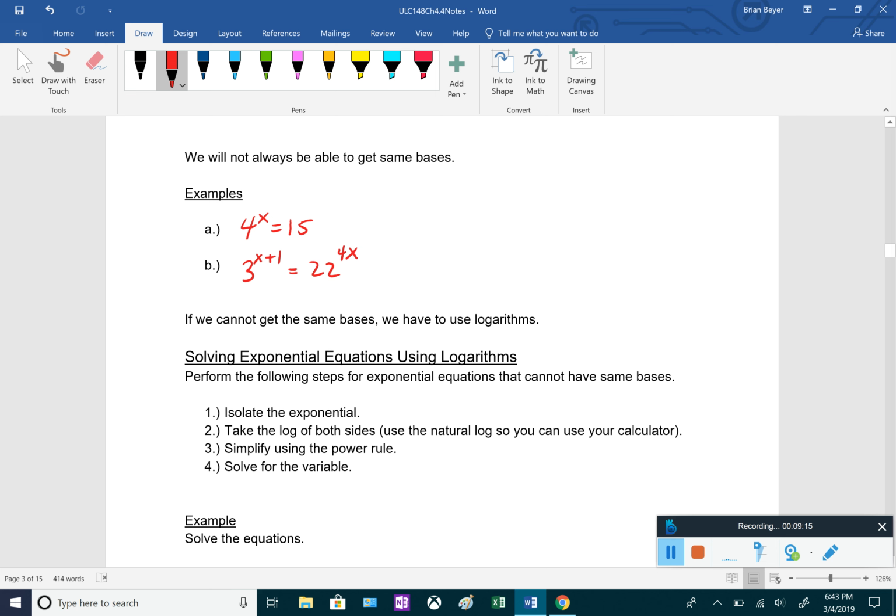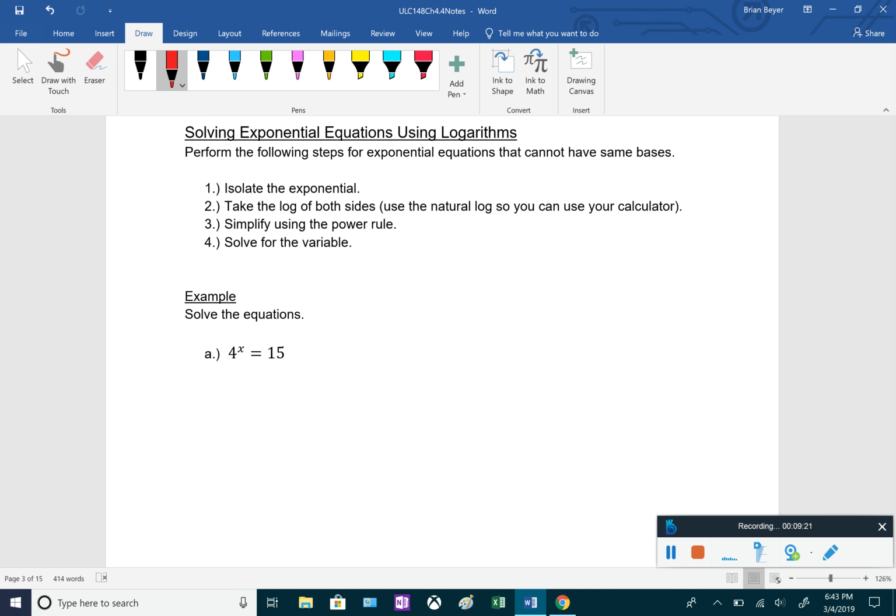So if we cannot get common bases, what we have to do is actually use logarithms. For this method, we're going to isolate the exponential first. So we'll have some sort of exponential, and we're going to isolate it. We're going to take the log of both sides. I'm always going to use the natural log for all these examples. So I'm going to take the ln of both sides, simplify it using the power rule, so hopefully you remember that, and then solve for the variable.